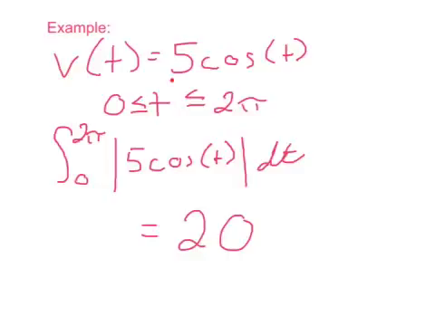Now we simply take our equation from right here and move it down right here and just put absolute value signs around it with a dt on the end. If you plug this into a graphing calculator, the answer will simply come out to be 20. Let's look at a graph of this.